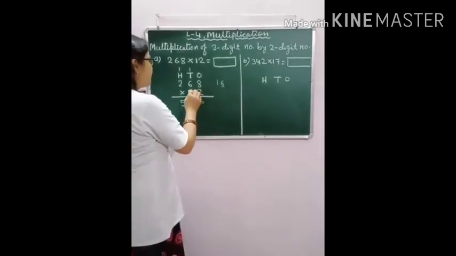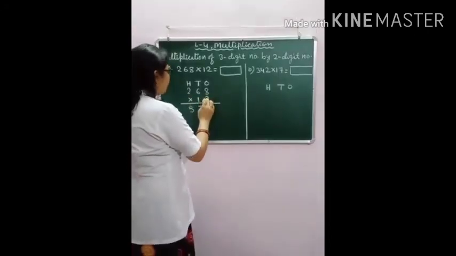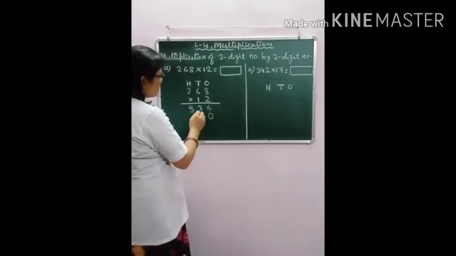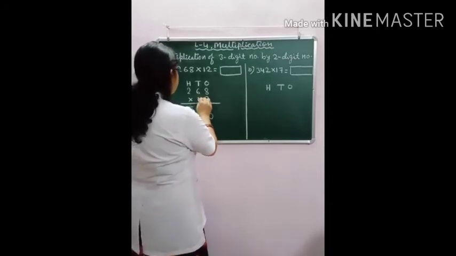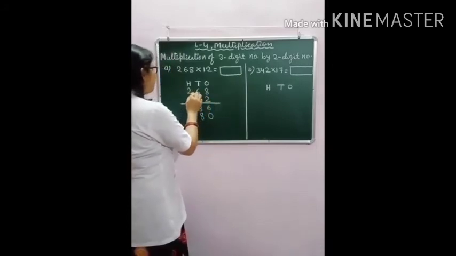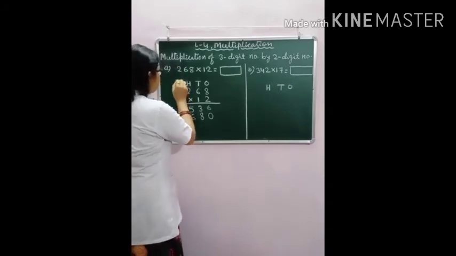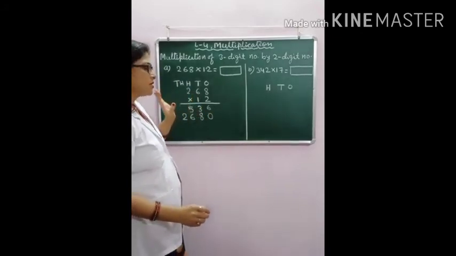Now we will multiply by the second digit. So second digit is 1. We will multiply 1 by 8. Now 1 8s are 8. We will write 8 at the tens place and we will put 0 at the ones place as we have did earlier. Now 1 6s are 6. We will write 6 at the hundreds place and we will move next. 1 2s are 2. We will write 2 at the thousands place. Now the multiplication by these two digits is over.